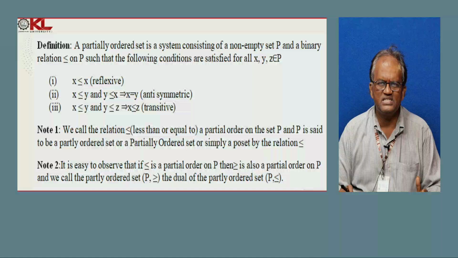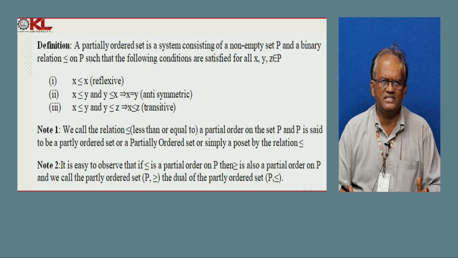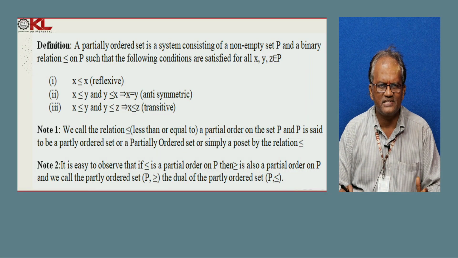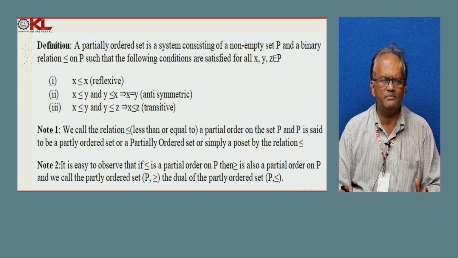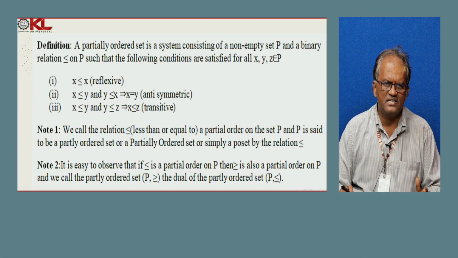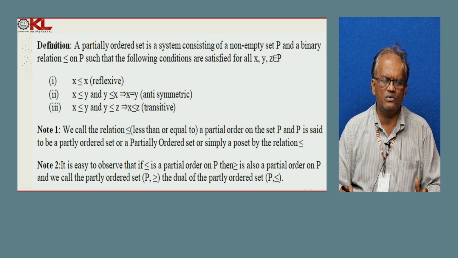Using the symbols instead of a relation R, x less than or equal to x for every x in P, that property is called a reflexive relation. If x is related to y and y is related to x, then x is equal to y, that is antisymmetric. Here the relation becomes less than or equal to: x less than or equal to y and y less than or equal to x implies x is equal to y.